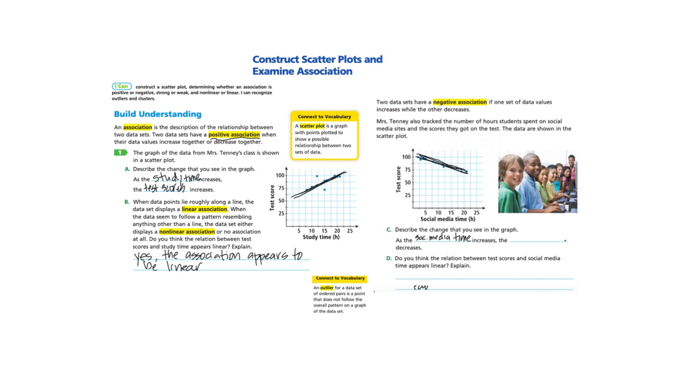And we didn't explain the other one, but this one, as social media time increases, scores decrease. And that's kind of what we said in C. So that's A through D. So if you haven't already done E and F, pause the video and take some time and do those, and we'll look at those together.